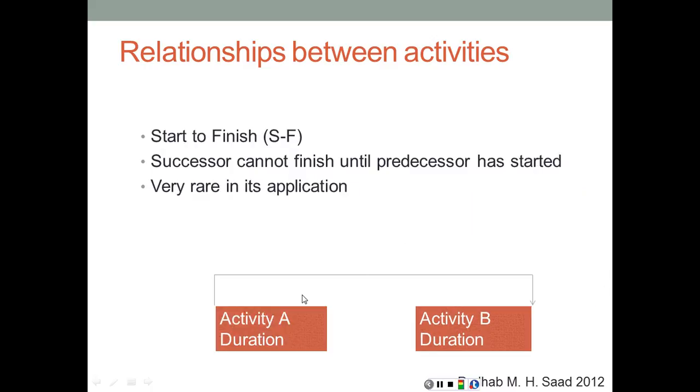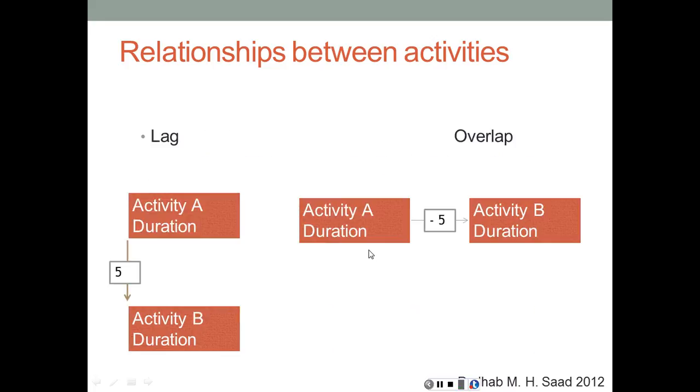And the fourth one, which is the start-to-finish, as we discussed before, is very rare in its use, and usually it might have either lags or no lags. It can go either way. Between the activities, again, we talked about lags and overlaps, so the lag is going to be a positive number, whereas the overlap is going to be a negative number.